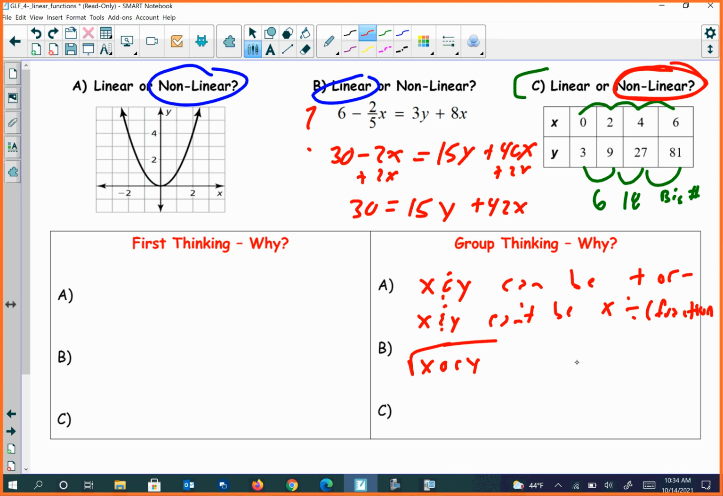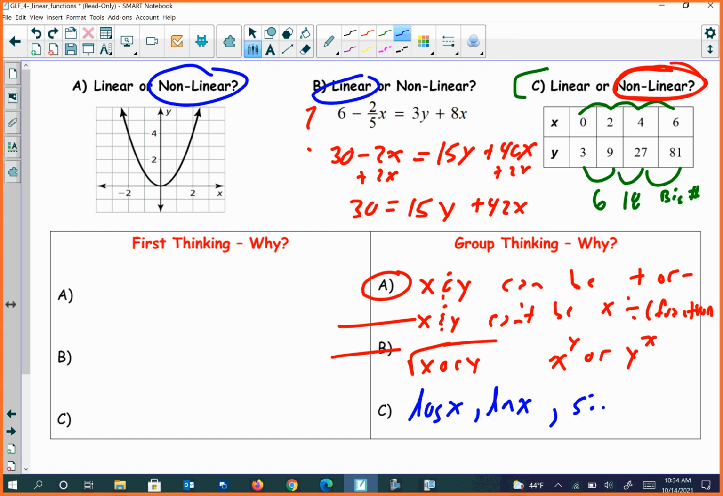I couldn't go x raised to the y or y raised to the x. These are all can'ts that are taking place. And then obviously if you have log of x or natural log of x or sine of x or cosine of x, any of those things are not going to be linear as well.